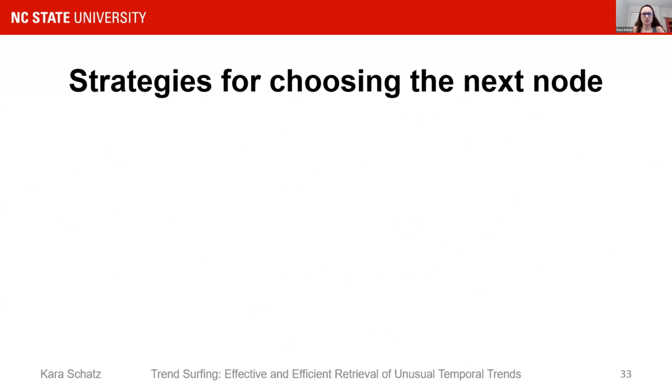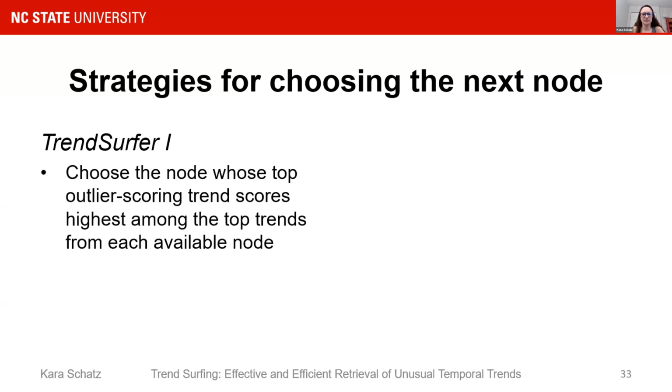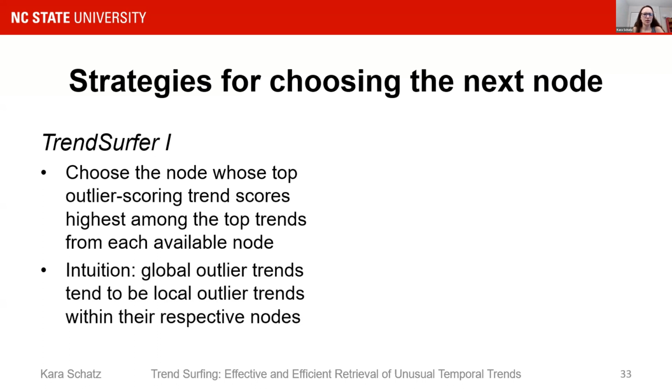So all that remains is to introduce our proposed strategies for choosing the next node in the search space. We have two strategies. First, the Trend Surfer 1 strategy is to select from the available nodes the node whose top outlier scoring trend scores highest among all top trends from each available node. That is, the node whose top trend has the maximal f score, or outlier score. The intuition behind this strategy is that global outlier trends tend to be local outliers within their respective nodes.